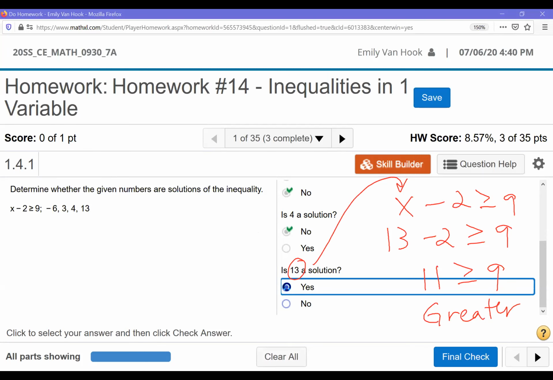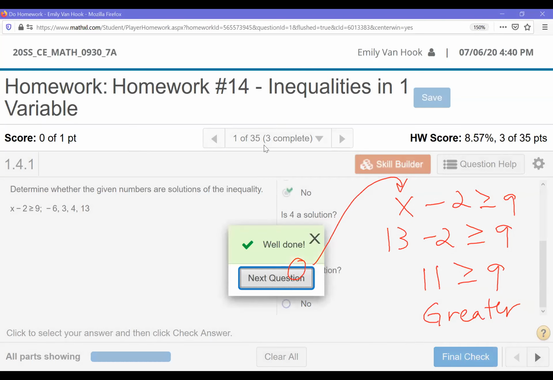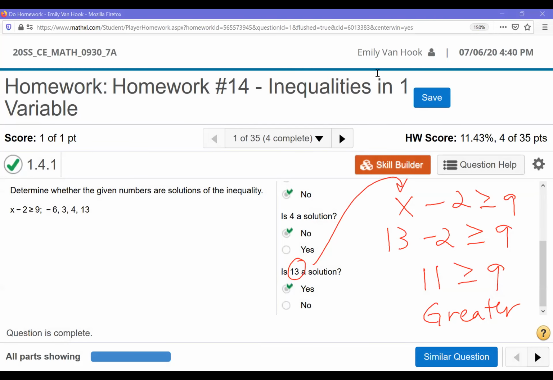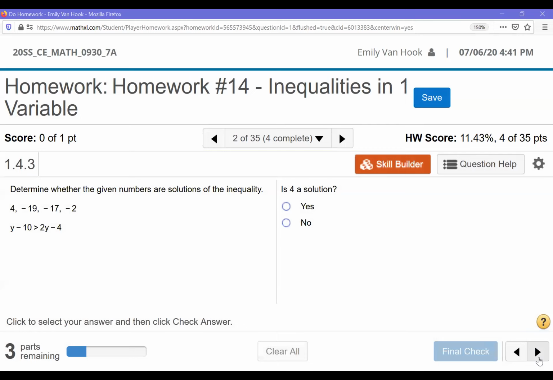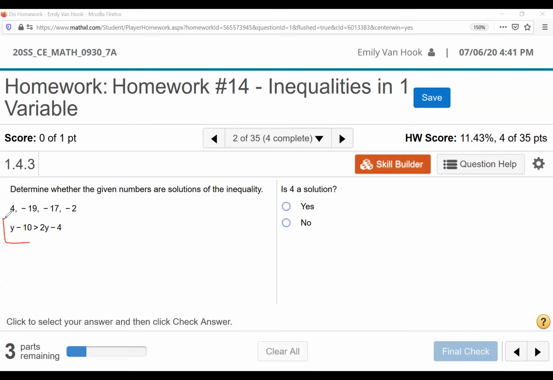Okay, yes. So that's the idea for number 1. I believe number 2 will be similar. I'll show you a slightly different way you can go about this. If you'd rather not plug in every time in quite the same way, you can solve first if you want to. So for number 2, this is a longer inequality. We can solve it first, and that might make our work easier. So here's the inequality. Y minus 10 is greater than 2y minus 4.